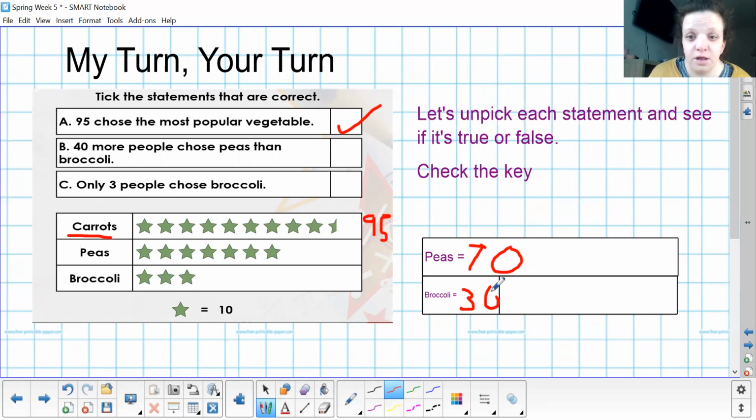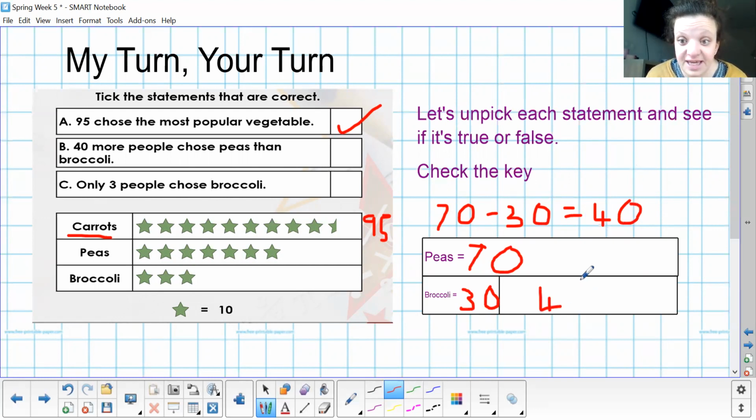Okay. So now we're going to work out what this part is, and to work out our part we take away. So we're going to do 70, take away 30. And I can do this one in my head. So I'm going to do 7 tens, take away 3 tens is 4 tens, and then 0 ones, take away 0 ones is 0. So my answer is 40. So 40 more people liked peas than broccoli. So that is going to be true as well.